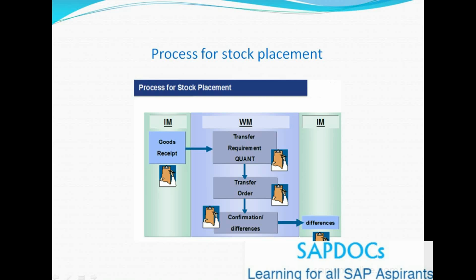The warehouse user then uses this transfer order for putting away the material. After this, the transfer order is confirmed in the system. In case there is any difference in the quantity that is noticed by the user while putting away the goods, you can always confirm with the differences, meaning you can mention that you have found some quantity less, and this quantity that you confirm with difference will go into the differences storage type, which would have to be cleared later on.